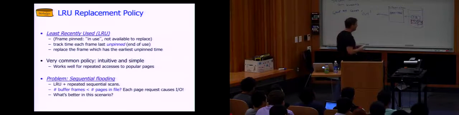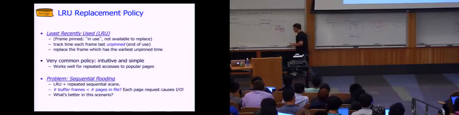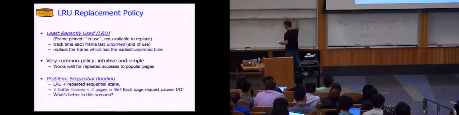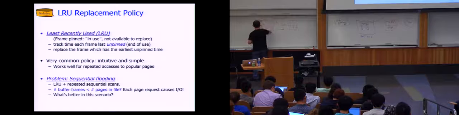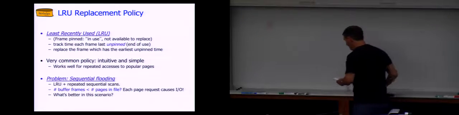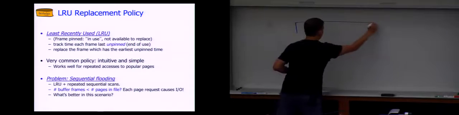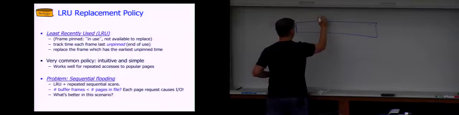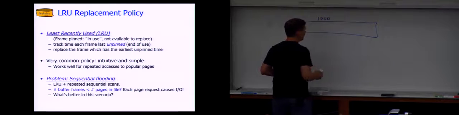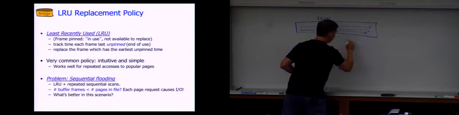Okay, and the usual problem is something that's called sequential flooding. So imagine that you have a file, and you're going to scan it over and over. All right, and we'll stop with this idea, and then next time we'll go through the detail. But here's a file on the disk. It's like 1,000 pages long, and I'm going to scan it, and I'm going to scan it over and over and over.